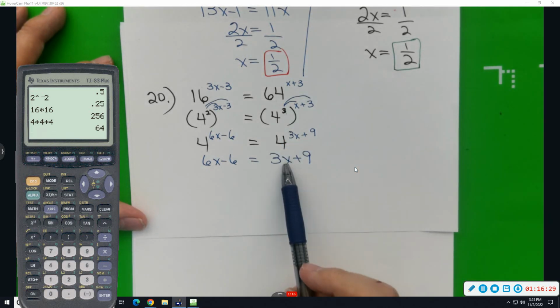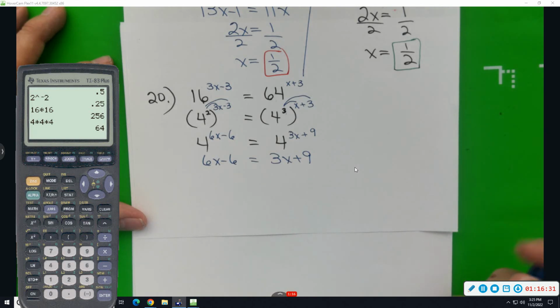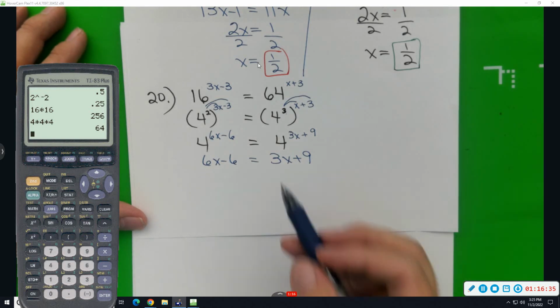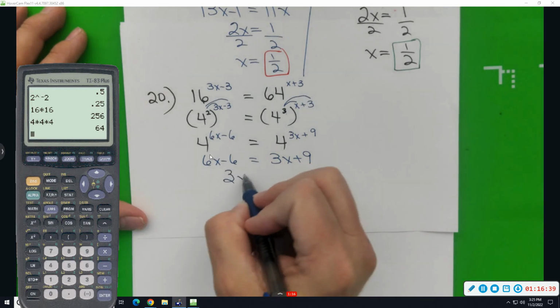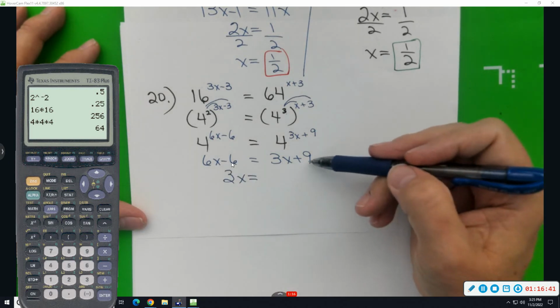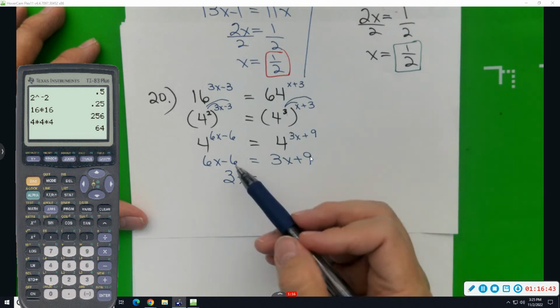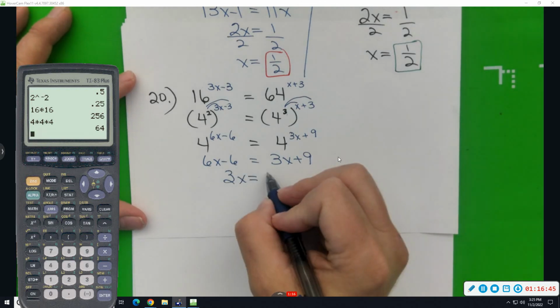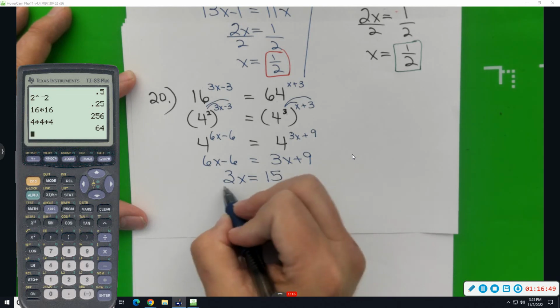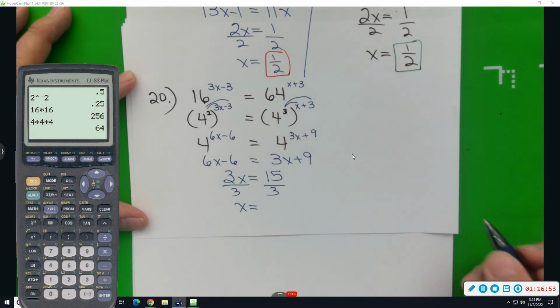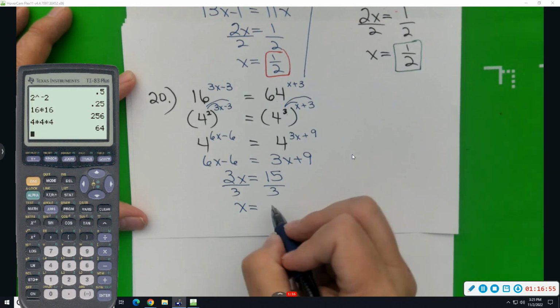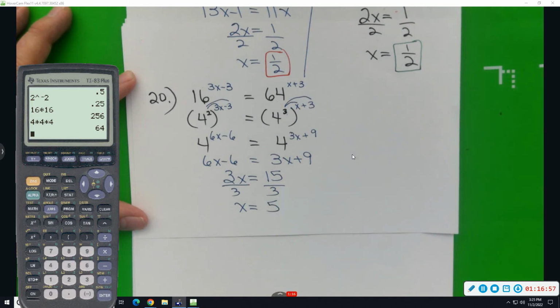I think I'd move this 3x over and combine it with that 6x by doing what? Subtracting. 6x minus 3x gives me a 3x. And then we have a 9 plus 6, which gives me 15. Divide both sides by 3 for an answer of 15 divided by 3, I agree, is 5.